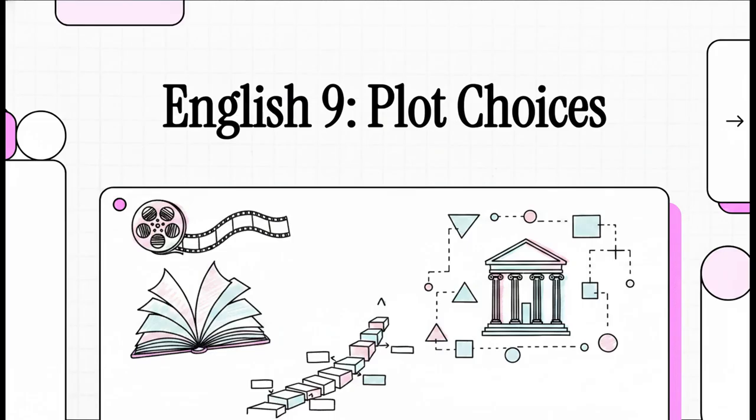Today, we're diving into exactly how authors choose to order events in a text, how to identify the stages of a plot, and how to analyze plot development. Seriously, let's get into it. We're going to learn how to think completely differently about the books we read and the movies we watch. We are officially done being just mere spectators. Today, we start thinking like the actual architects of the story.